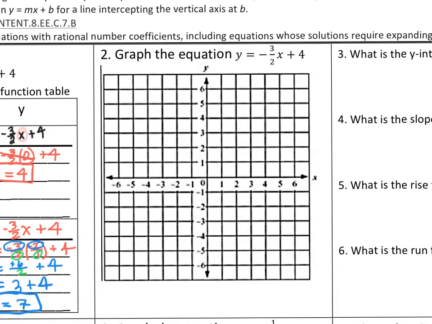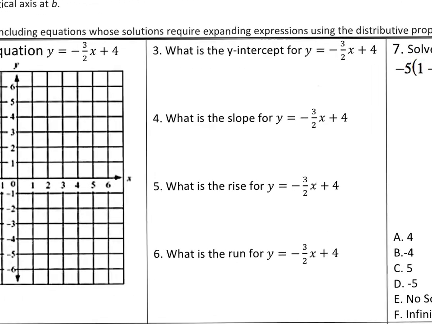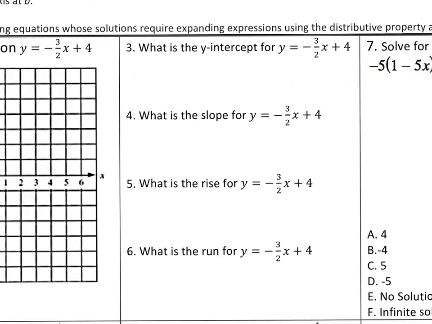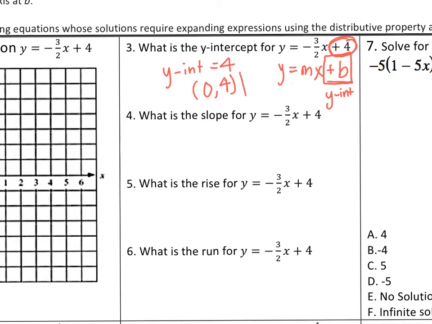Number 2, you can easily do on your own, but I want you to do the third box and the fourth box and then go back to the second box. So let's look at number 3. What is the y-intercept for y equals -3/2 x plus 4? Remember, when you have an equation in the point-slope formula, you have y equals mx plus b. And whatever's in that plus b spot, that is going to be your y-intercept. So in this case, my plus b spot is this plus 4. But you can't just say y-intercept is 4. What I want you to write is a point, 0, 4. That is your y-intercept.